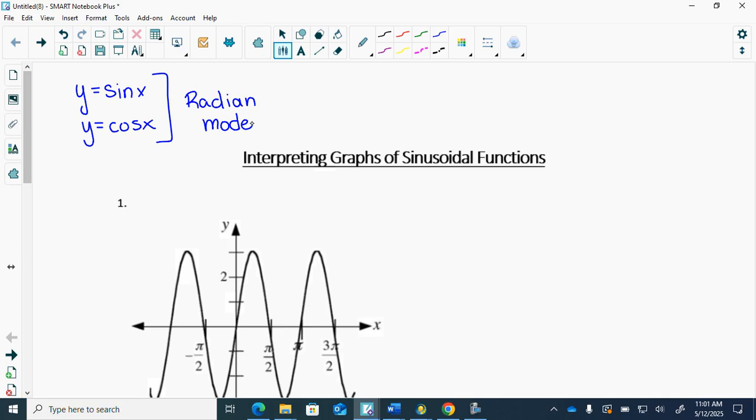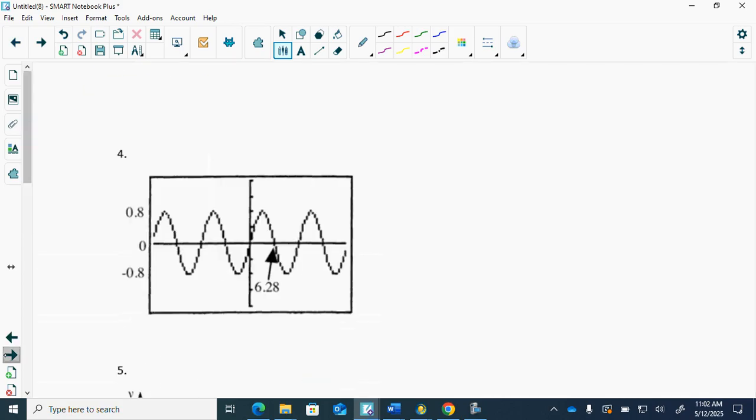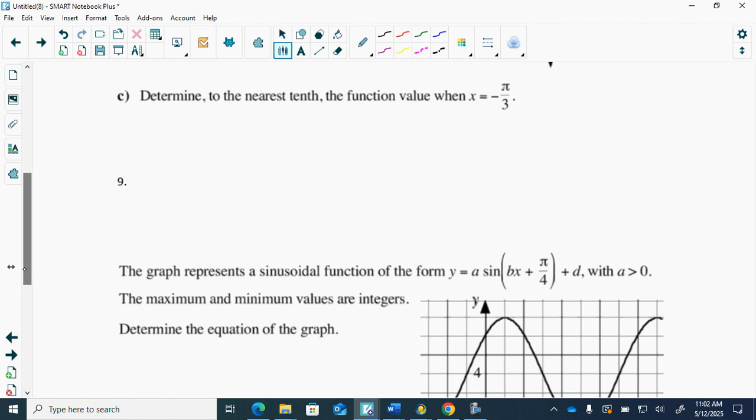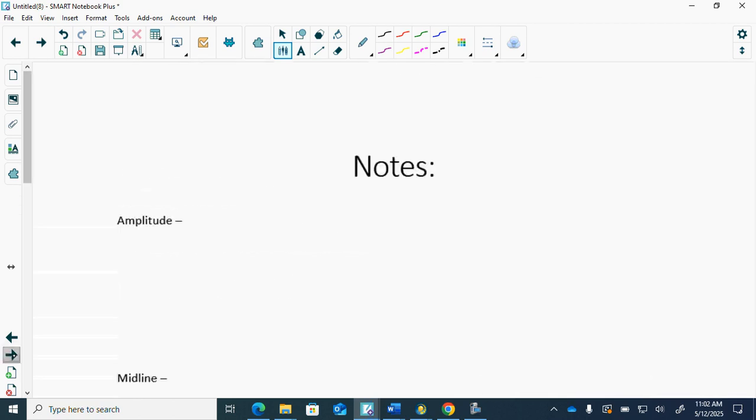All right. If you look, we have questions of graphs here. Go to the next page, some more graphs. Go to the next page, more graphs. And then on the 4th page, another graph. This is where I want you to go. We're going to float between the notes section and these graphs. All right, the first thing we're going to talk about is amplitude.